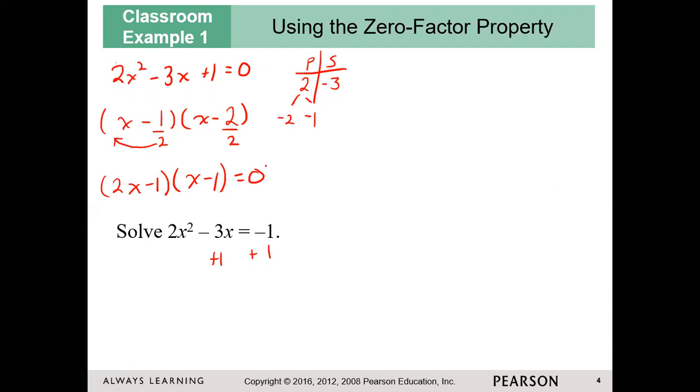And of course, we need to solve this. The shortcut is, of course, to say the opposite divided by. So we get x equals 1 here, and then opposite divided by. So we're going to get x equals 1/2 there. So those are our two solutions.